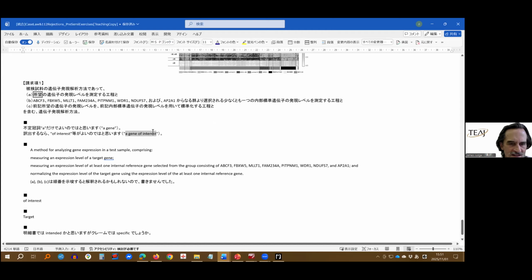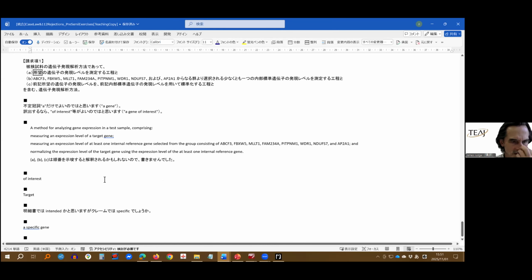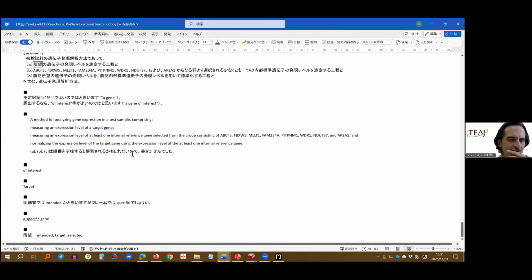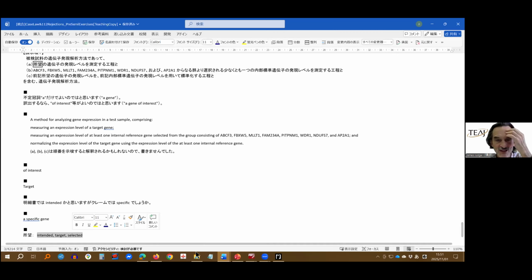This is what I did, a gene of interest. Where is, let's see, major, yeah, or target. Okay. I think target gene is also fine, but I think that Shomo, target is not as direct, is not as faithful a translation of Shomo as of interest would be. That's in my opinion. Specific gene, okay. Intended target selected. These are all acceptable.